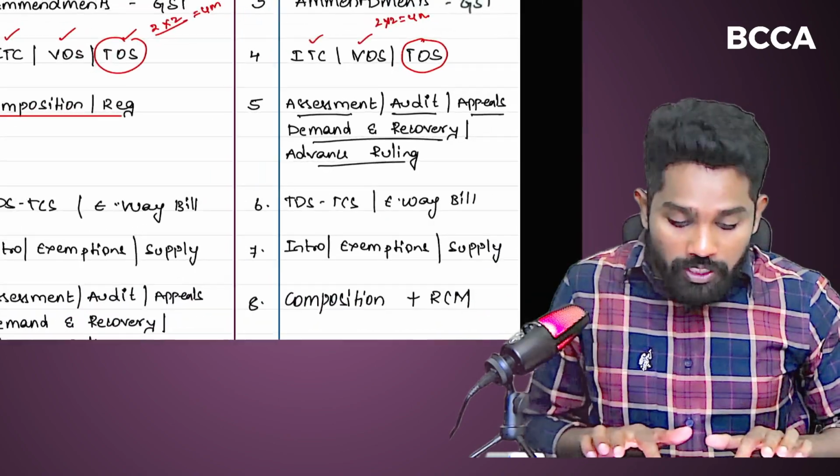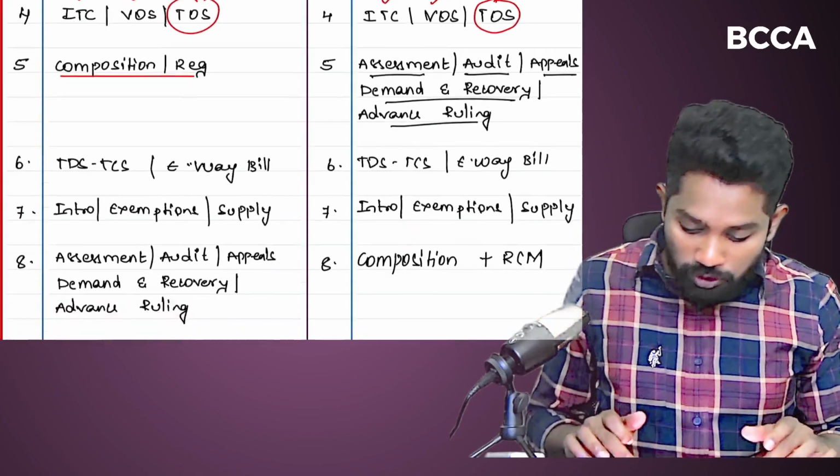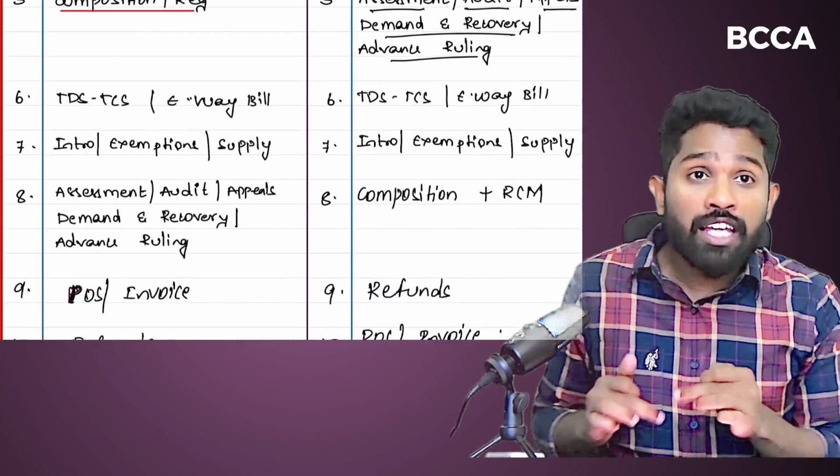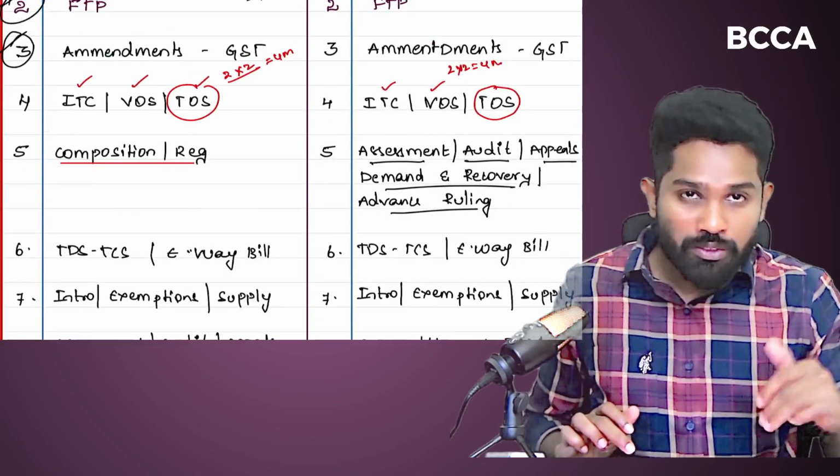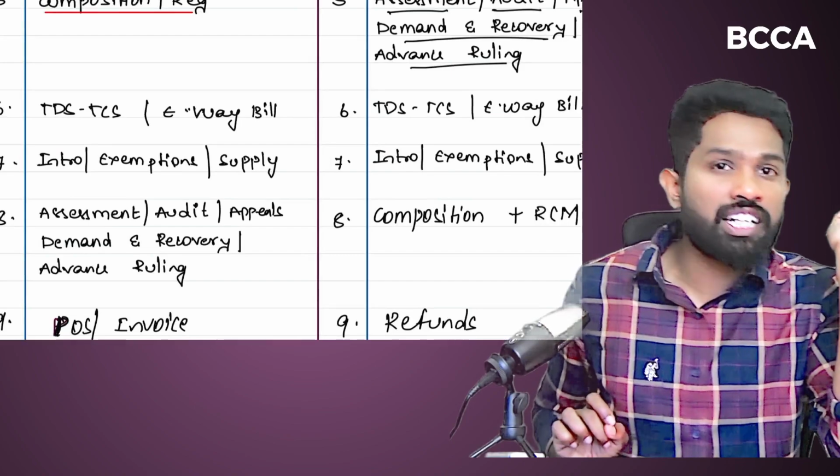That's why in the new syllabus I'm giving this as fifth priority, whereas in the old syllabus, if you see, I'm giving it as eighth priority. But new syllabus wise, this is a high priority one. Go with that. Next, TDS, TCS and e-way.